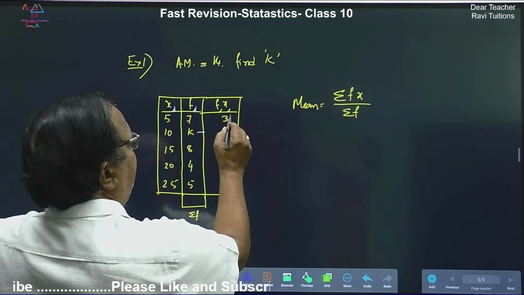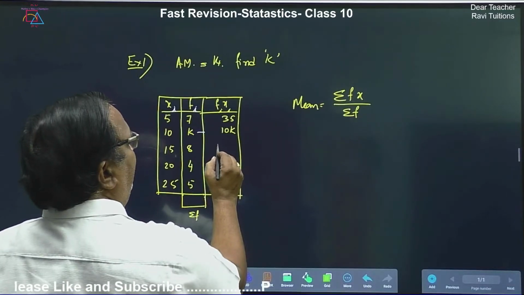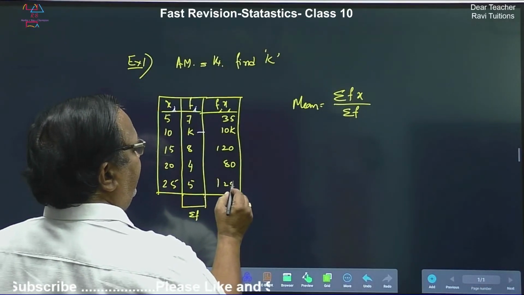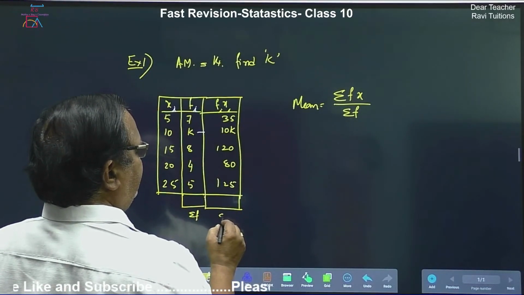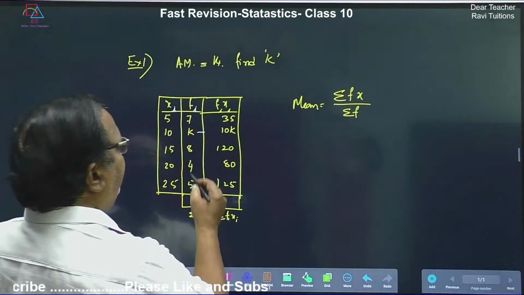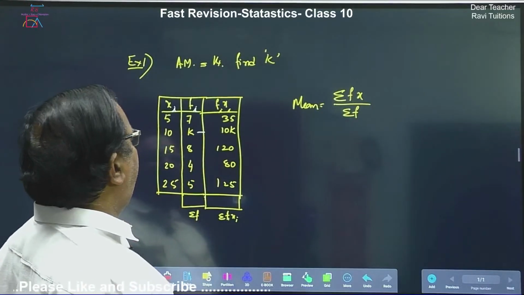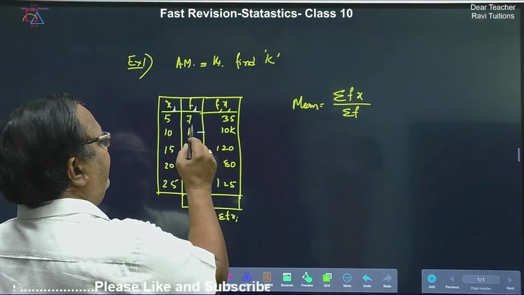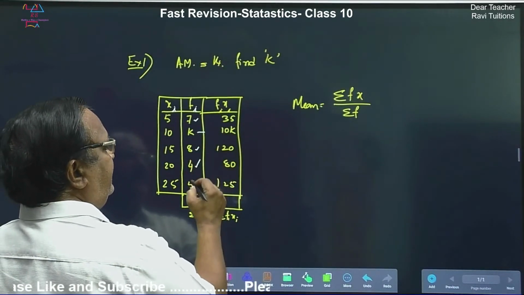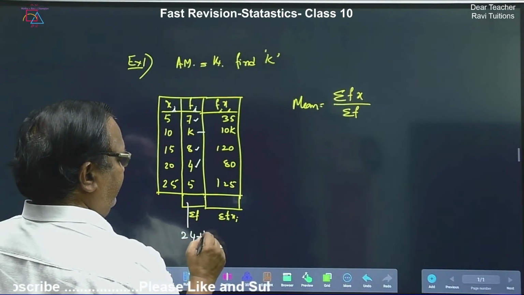5 sevens are 35 and 10k. 15 8s are 120. 4 20s are 80. 5 25s are 125. Okay. So now this is sigma fi xi, right? So now we have to add this. Many students will make the mistake at this place only. 7 plus k, 7k, like that they will do, but we will do 7 plus 8, 15, 15 plus 4, 19, 19 plus 5, 24 plus k.